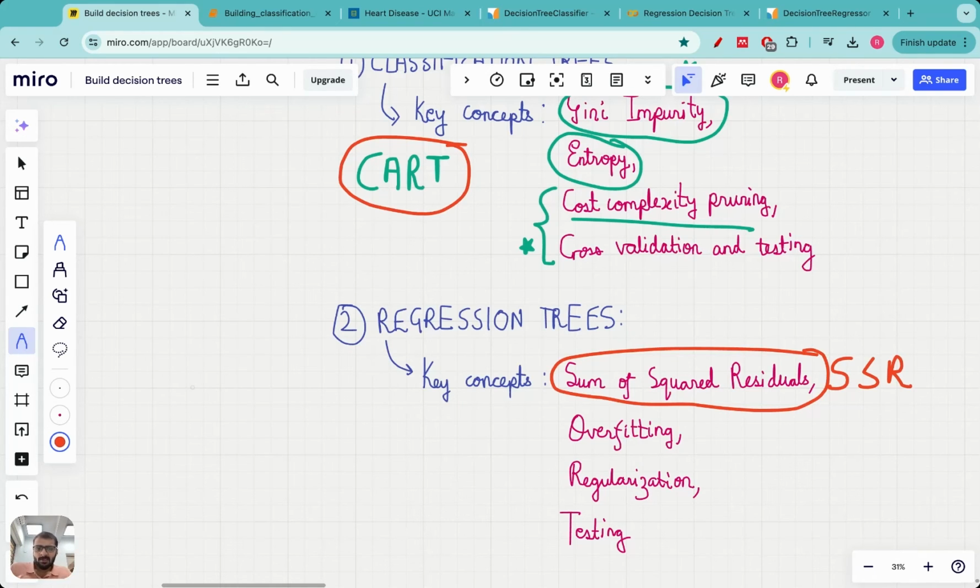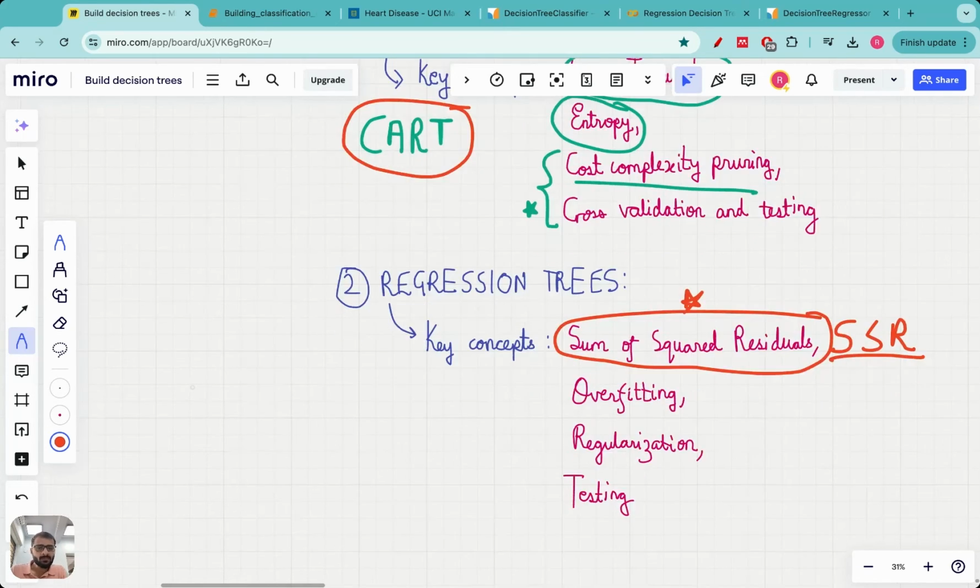So this sum of the squared residuals is an important concept to be aware of and to prepare before the interviews, because it might be asked, and you should know what the difference is between SSR for regression and Gini impurity or entropy for classification.